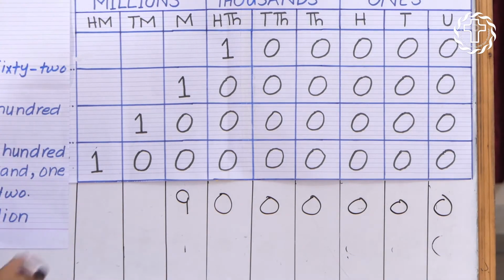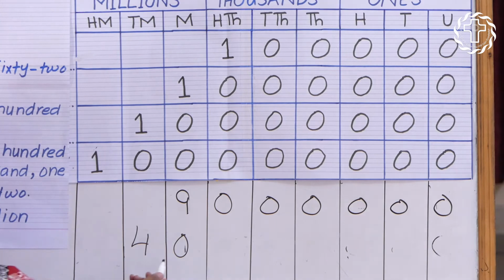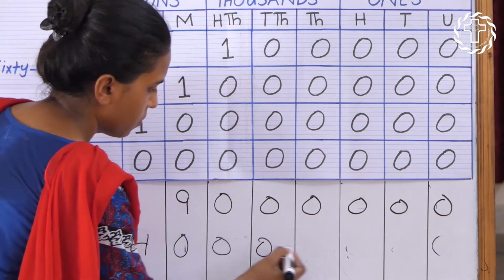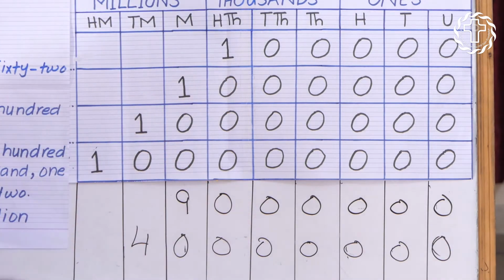Another example, how can we write 40 million in numbers? We will write 40 in the 10 million column. This is 40 and in the rest of the columns we will write 0. This is 40 million.